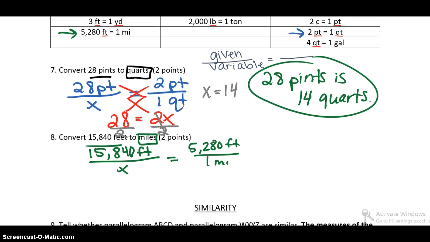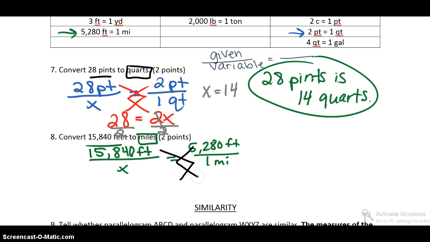So we have our proportion set up, and it's called a proportion because we have that equal sign in the middle. We're going to do our cross product. 15,840 times 1 is still 15,840. Keep that equal sign there, and 5,280 times x is just 5,280x. Now again, we want to solve for our x, so we divide both sides by what's connected to our variable, which is 5,280.